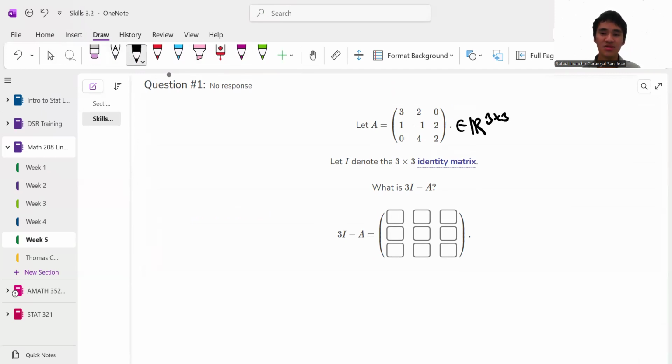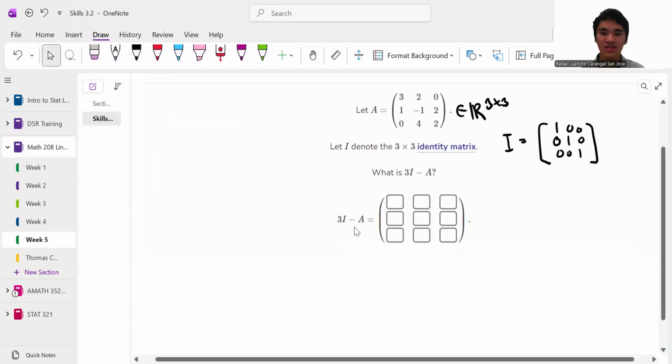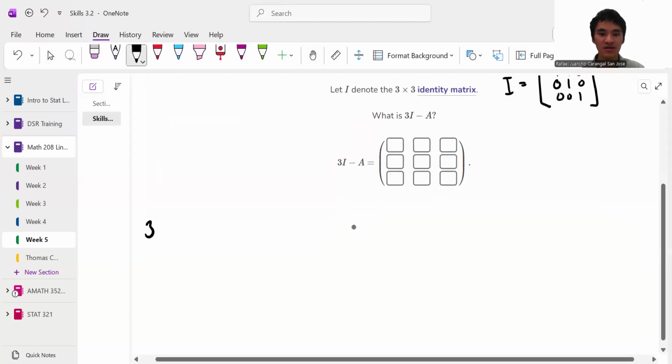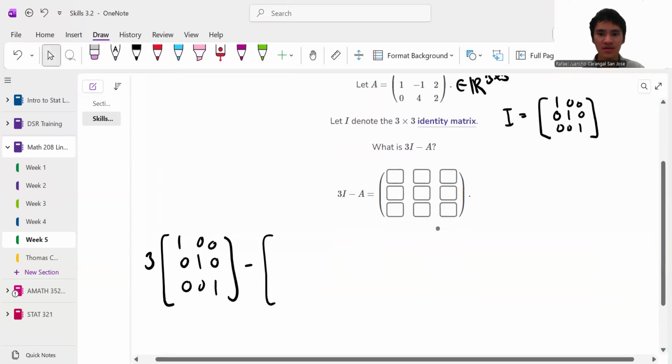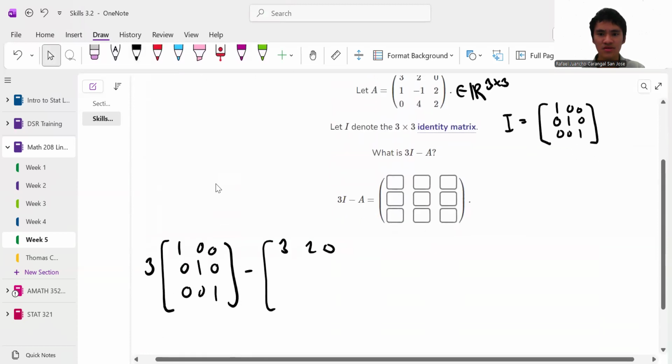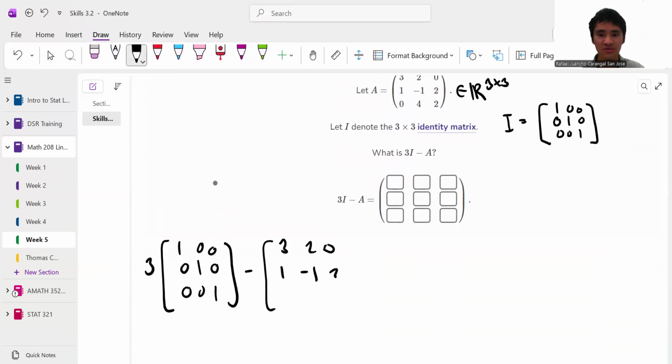The identity matrix is also a 3 by 3. So this is just 1, 1, 1. That's the identity matrix in and of itself. Now what's 3i minus a? The way I'm going to do that is 3 times that identity matrix minus a: 3, 2, 0, 1, negative 1, 2. I'm writing it by row. Last time I was writing it by column.